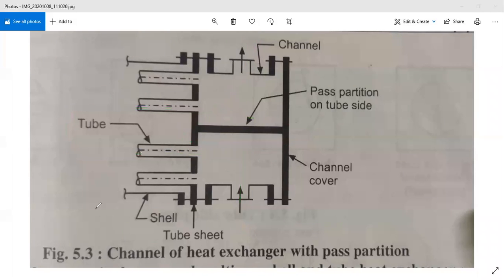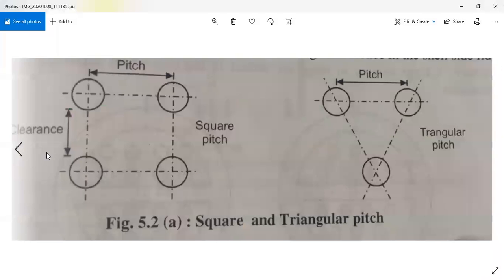So depending on the requirement and depending on the condition, we can add these pass partitions and number of passes. We have already discussed this pitch and clearance in the triangular pitch as well as square pitch arrangement in the shell and tube heat exchanger.